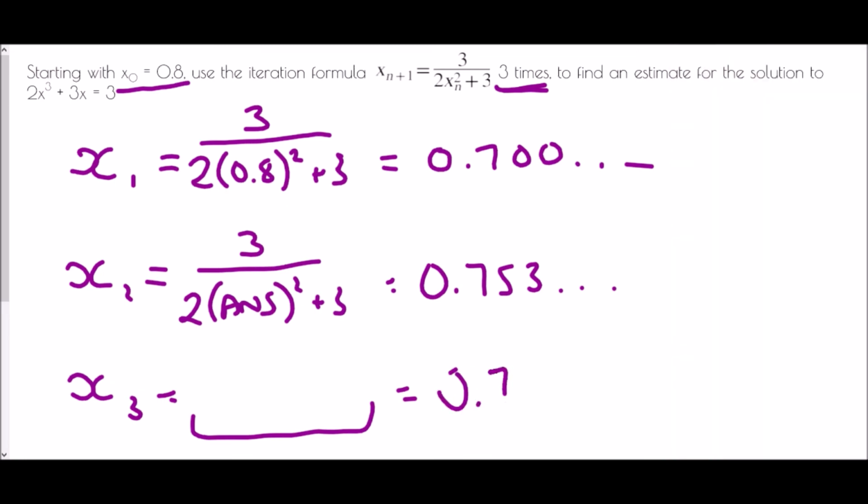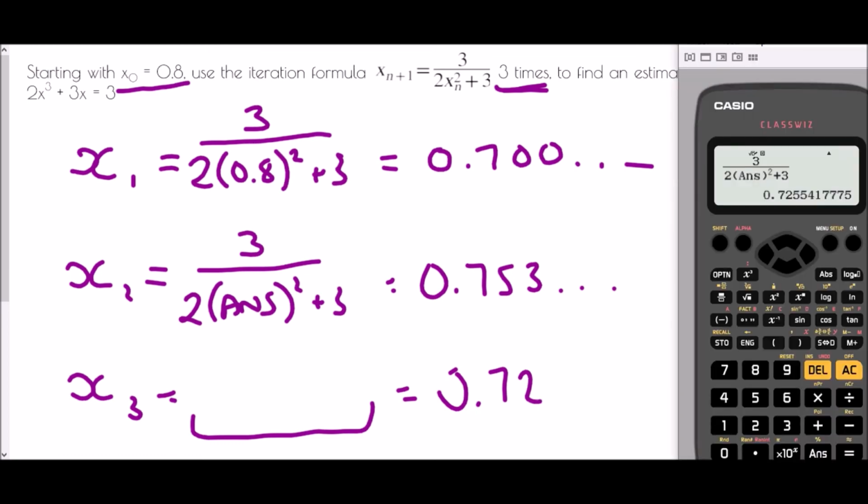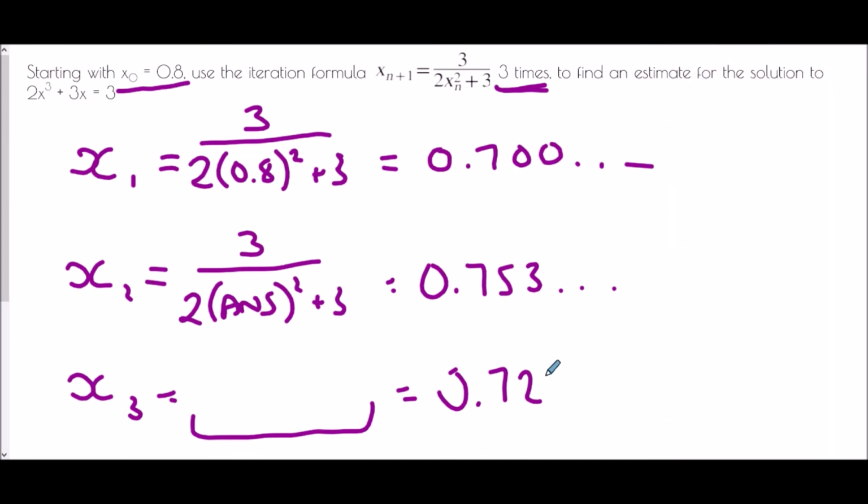And this time, because I wasn't asked for a certain number of decimal places, I need to just make a judgment as to what I think is suitable. I'm going to go to 4 decimal places just so I'm really accurate in my answer. So 0.7255 to 4 decimal places.